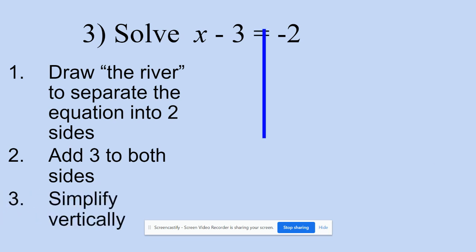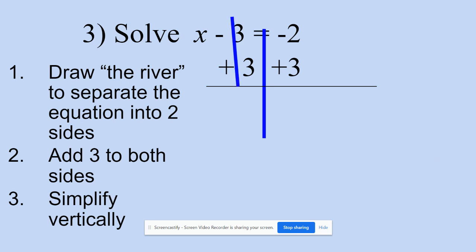So here comes the river. I'm adding 3 to both sides because I want to get the x by itself, and who's hanging out with the x? That negative 3. How do I get rid of a negative 3? Well, I add 3. And because this is algebra, I add 3 to both sides.